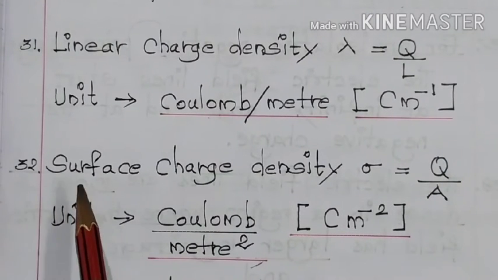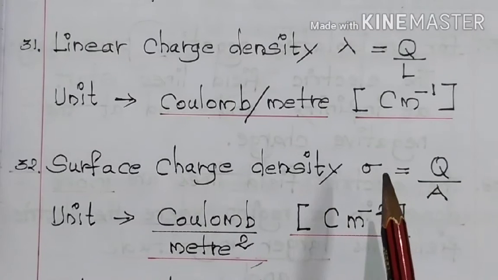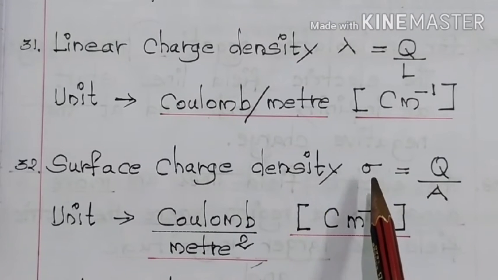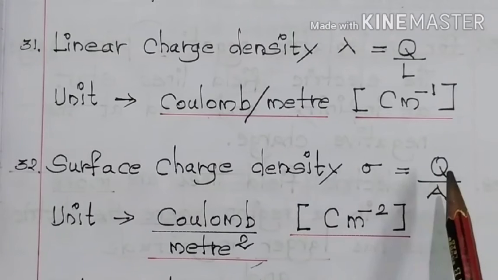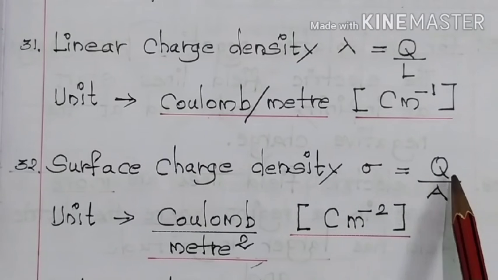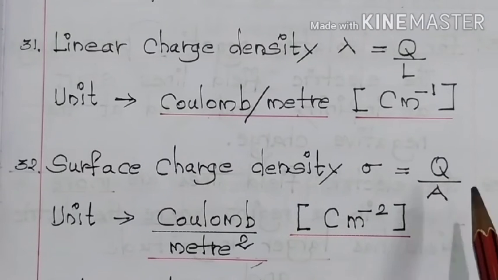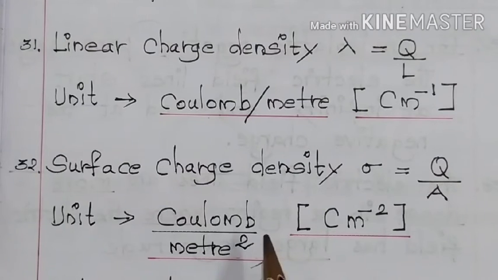Next point, surface charge density. It is indicated by the Greek letter sigma. So surface charge density sigma is equal to Q by A. Q stands for charge and A stands for area. So the unit is coulomb by meter squared, in other words, capital C m power minus 2.